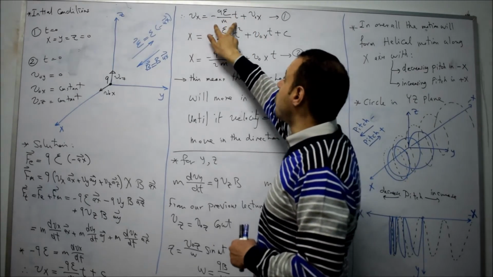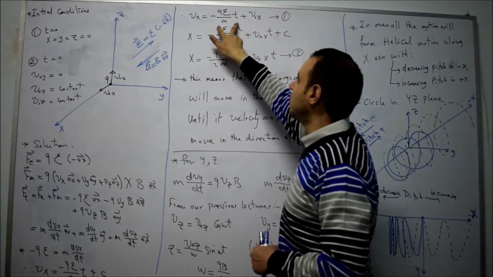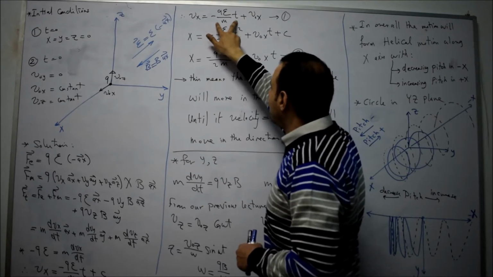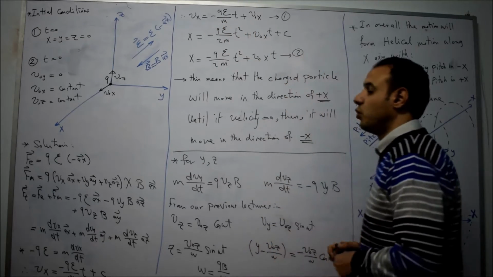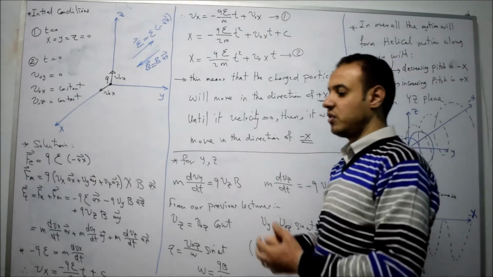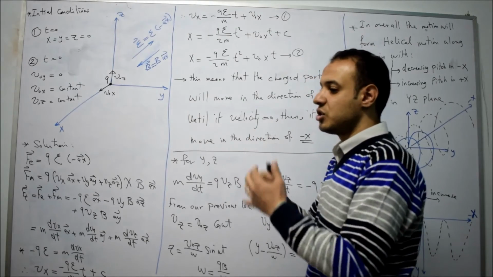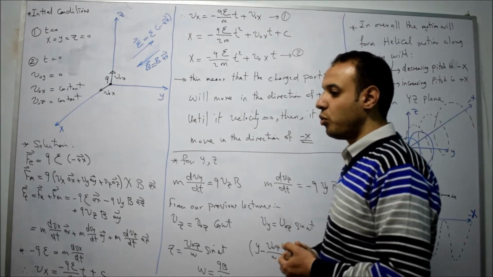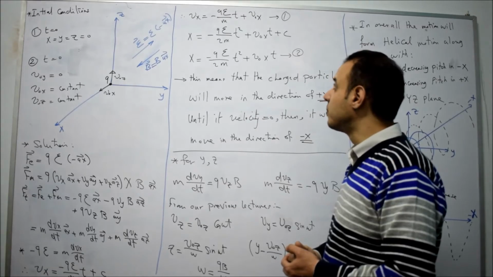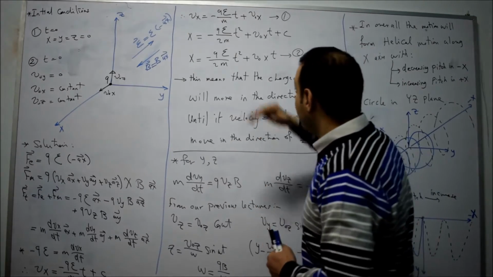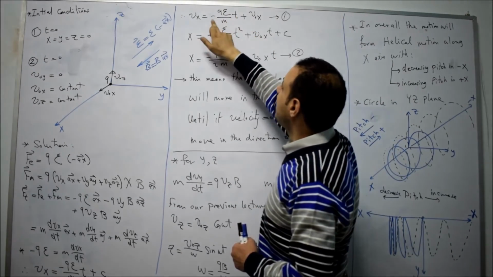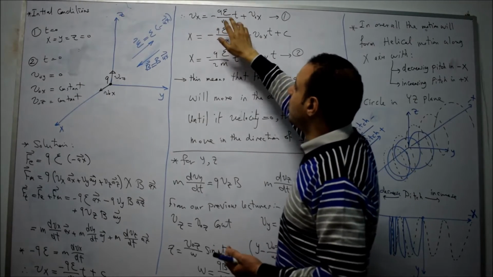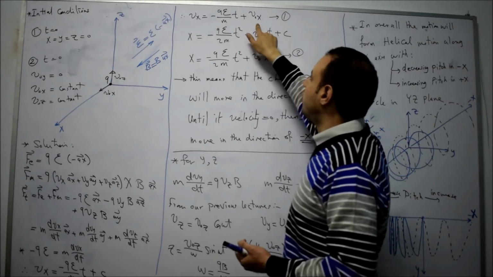Vx here has two components, two terms. One negative and another one positive. So we have a negative term plus some positive term. So we have subtraction of these two components, of these two terms. At t equal to 0, this will be cancelled because t is equal to 0. So Vx will be equal to V naught x.